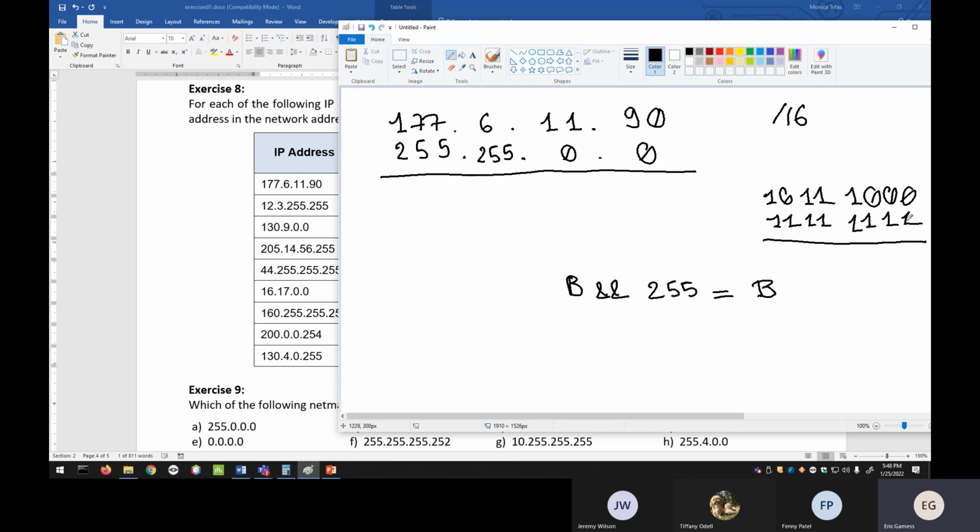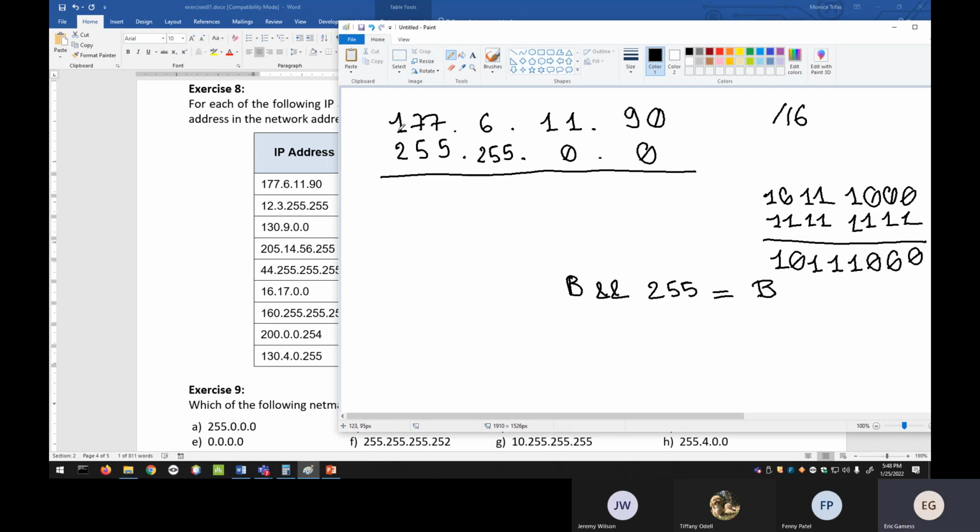So 0 and 1 will be 0, so I keep the 0. 0 and 1 will be 0. 0 and 1 will be 0. 1 and 1 will be 1, so I keep this 1. 1 and 1 will be 1. 1 and 1 will be 1. 0 and 1 will be 0. And 1 and 1 will be 1. So look, this is the same B. B and 255 will be B.